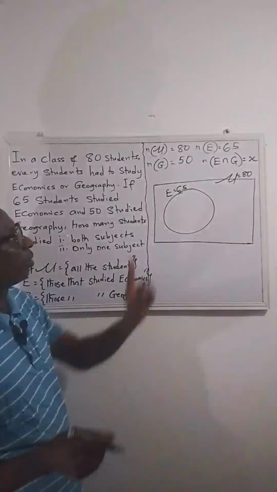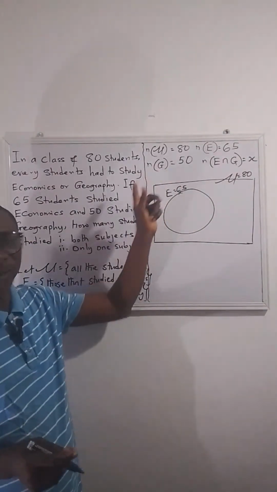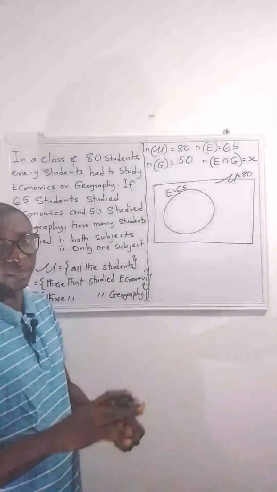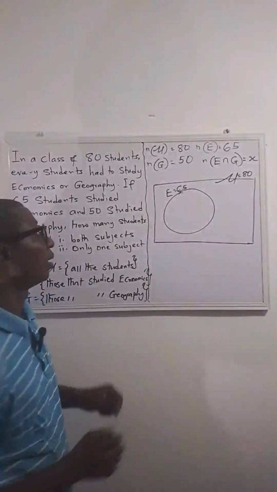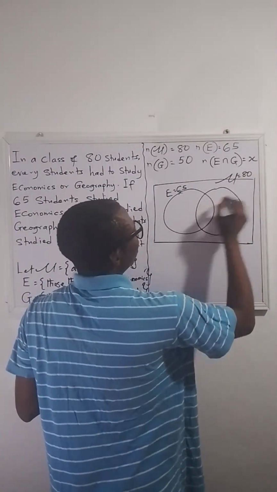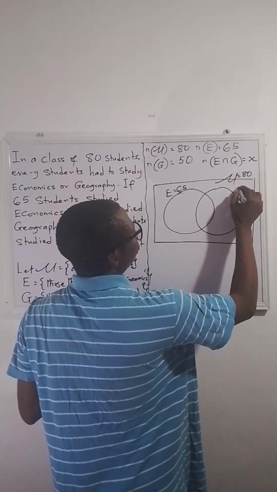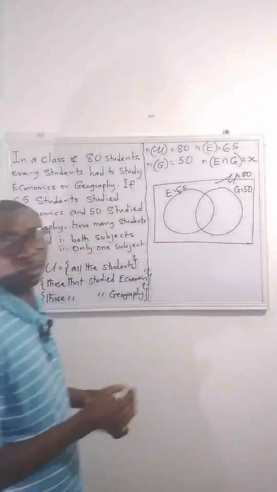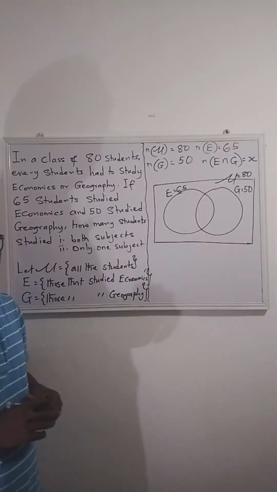Okay. Now, the next one is the set of students that study geography. Of course, now they have to overlap because we have some students that belong to geography and economics. So, if you look like this, this one now is going to be G. How many students? 50. Okay, hope you get that.